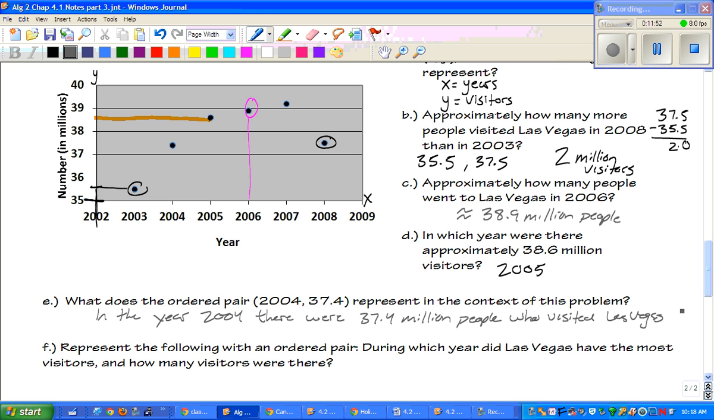And F, represent the following with an ordered pair. During which year did Las Vegas have the most visitors, and how many visitors were there? Okay? So we have to write this as an ordered pair. Which year had the most visitors? Hopefully you're saying 2007. Okay, and approximately how many is that? I'd say 39.2.